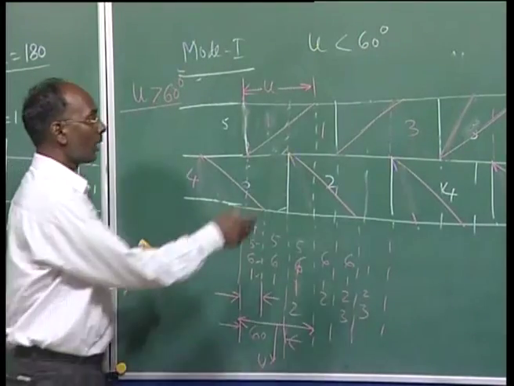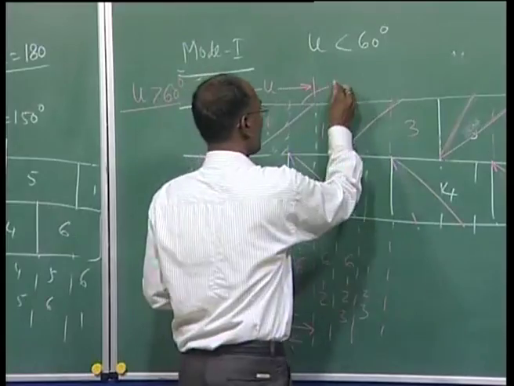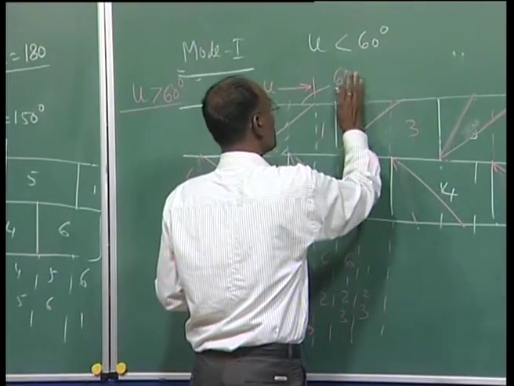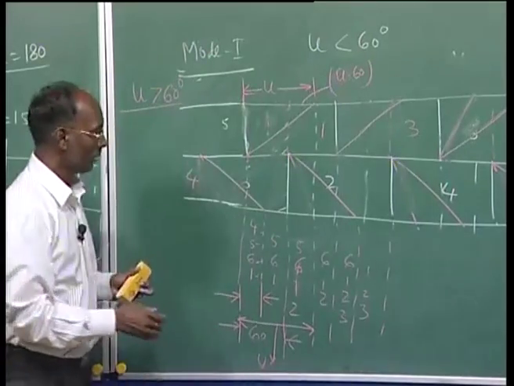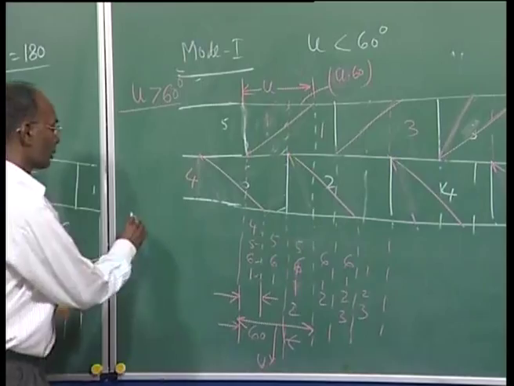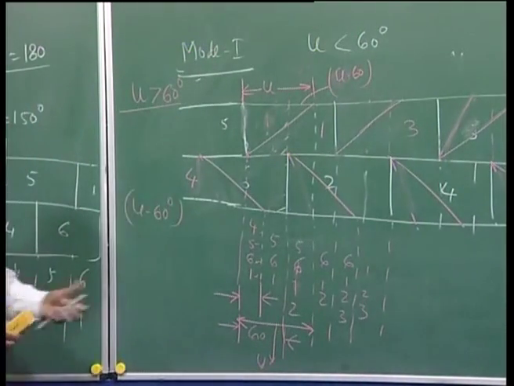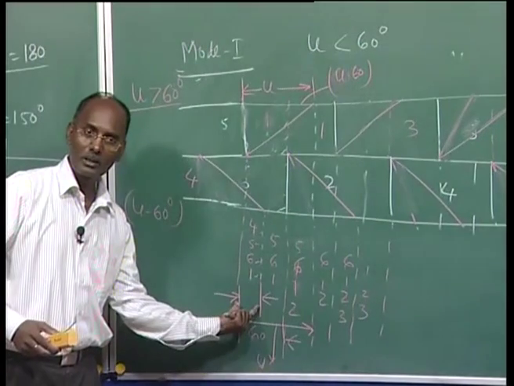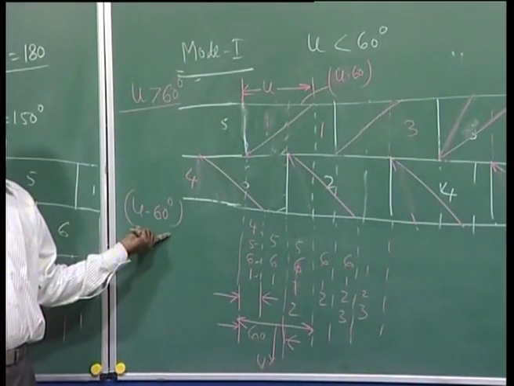Okay. Now, what will be this period? This is 60. So, this period will be your u minus 60. You can see that this period, when the 4 valves are conducting, is your u minus 60. Always when 4 valves are conducting, it is u minus 60 degrees.